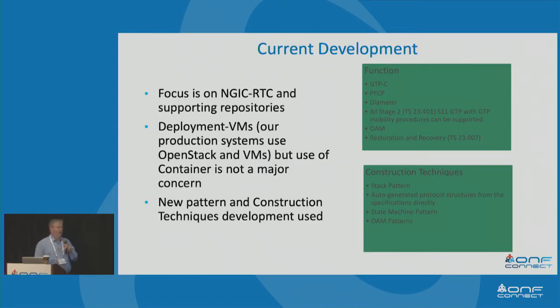Currently, as you can guess, it's the NGIC RTC repo that my team's working on with GS Labs. And we are still deploying virtual machines in large part because we're focused on function and not necessarily every deployment option. I think it's important. I know a lot of people like to focus on function and cloud native. I always remind people you need some piece of software to actually deploy before you worry about how it's deployed. So kind of a chicken and egg problem.